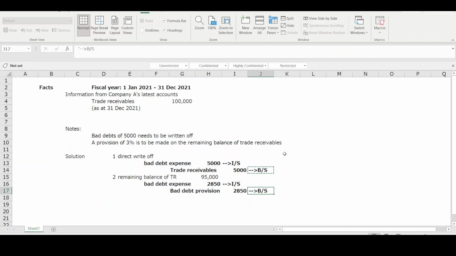So the total bad debt expenses for the year will be 5,000 plus 2,850. So on our final income statement, this number should be sitting in the bad debt expenses account.